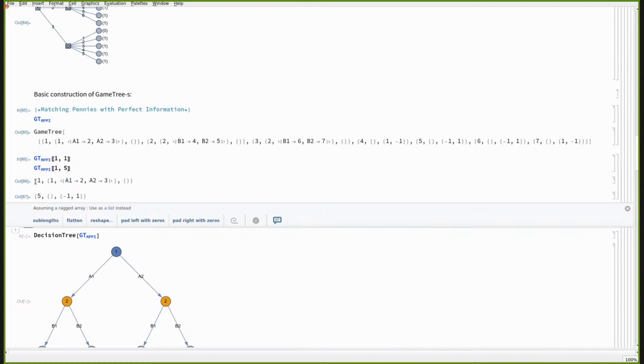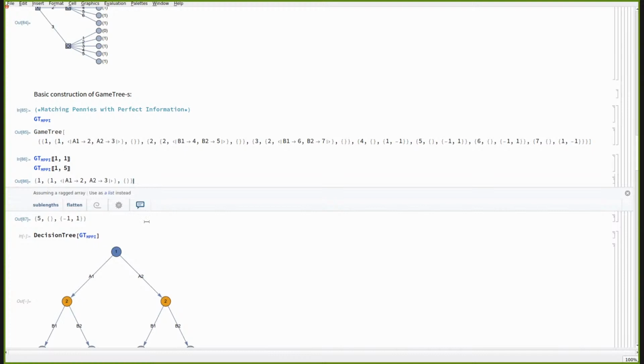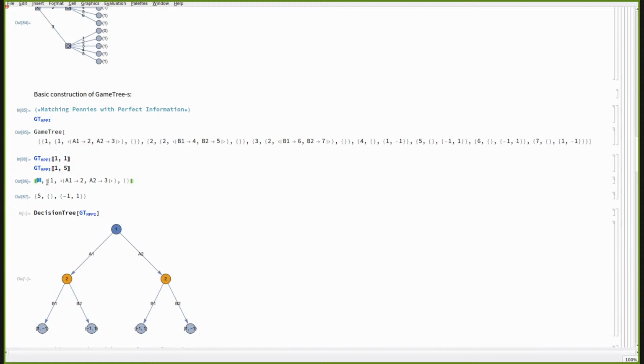Here we have two kinds of nodes. There are decision nodes, which first of all have a label. Then there is a player, who can choose an action there. There is an action association, meaning that if player 1 says A1, then it goes to node 2. If it says A2, then it goes to node 3. And here is an empty list which says that there is no payoff in this stage.